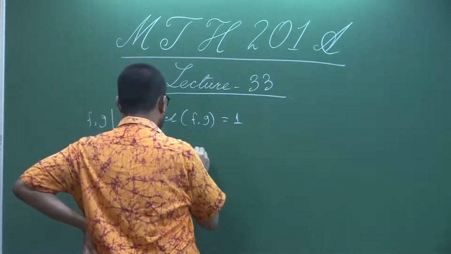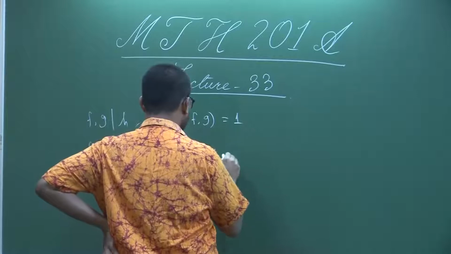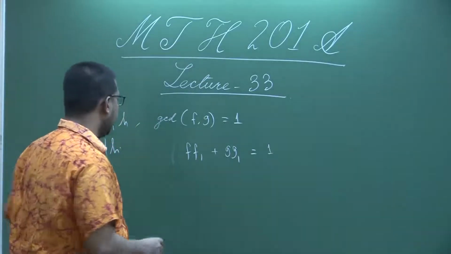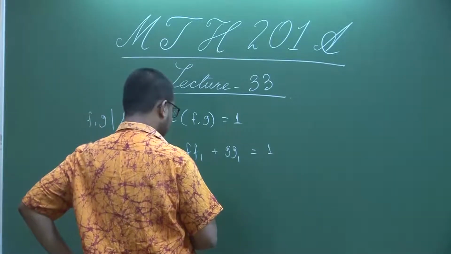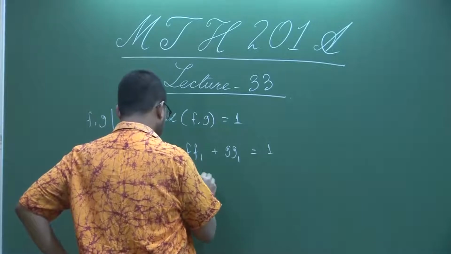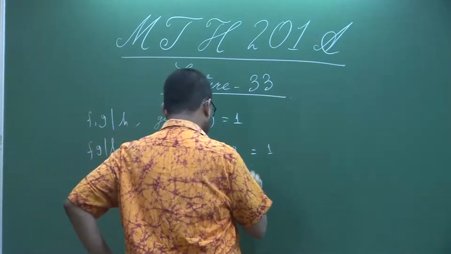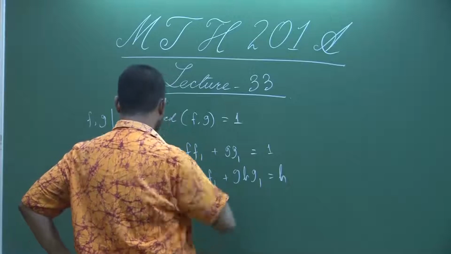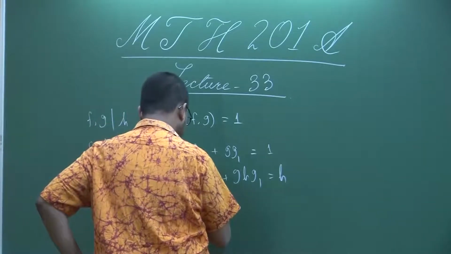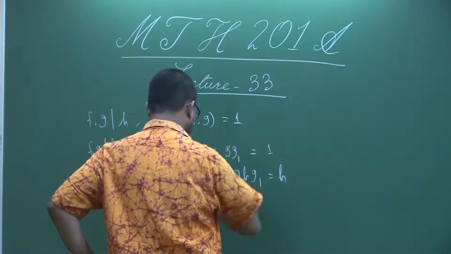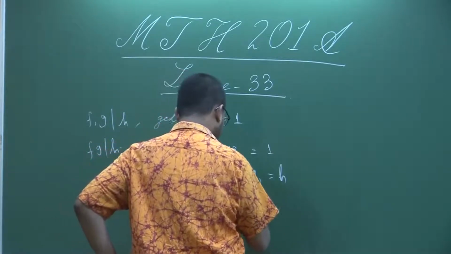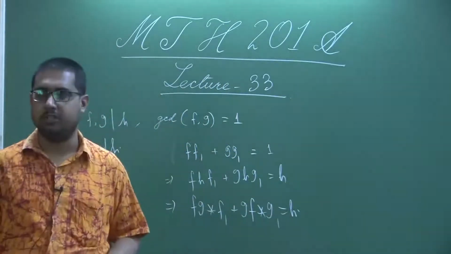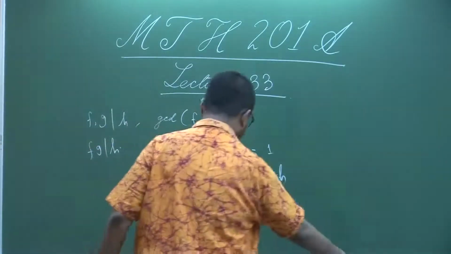So, you can write 1 as a linear combination of f and g. Now, what you do is you multiply both sides by h, so f1 h plus g1 h equals h, and then since g divides h, you can write h equal to g times something. Similarly, here you can write h as f times something. Now, you see you can take fg common, that shows fg divides h. Anyway, it is a trivial one.